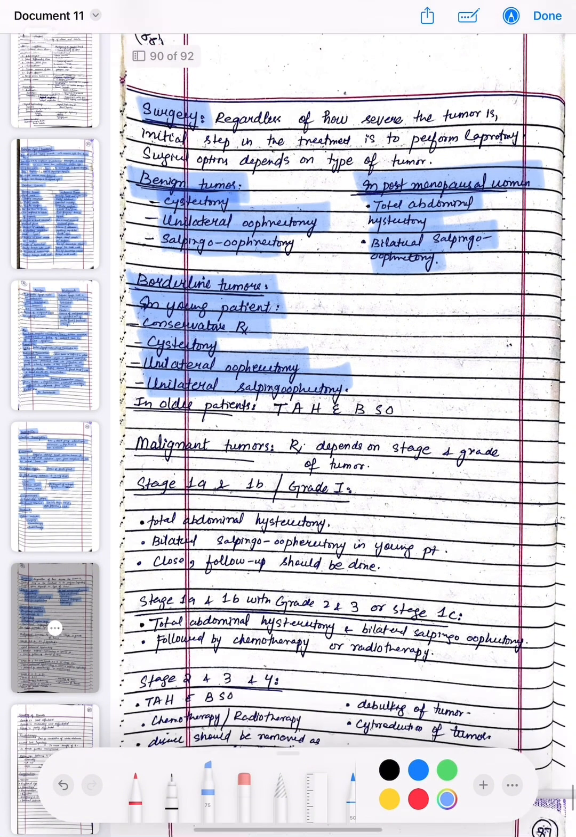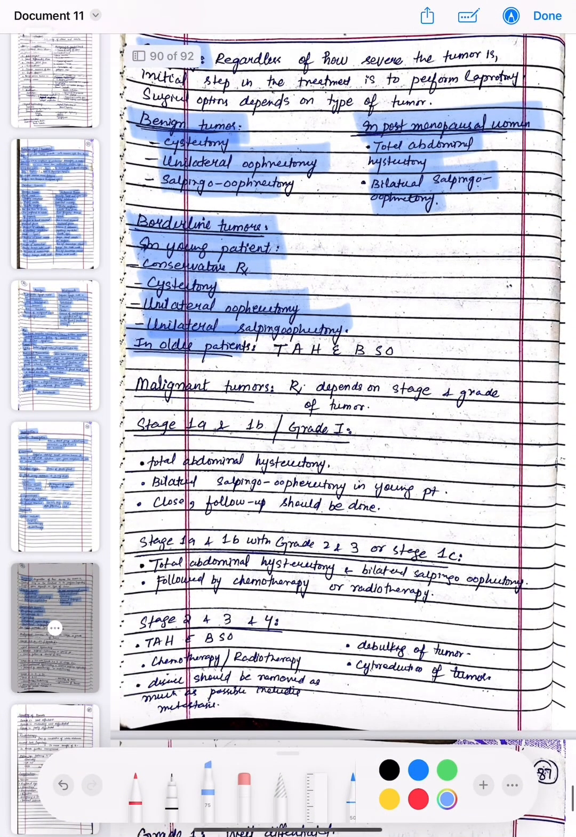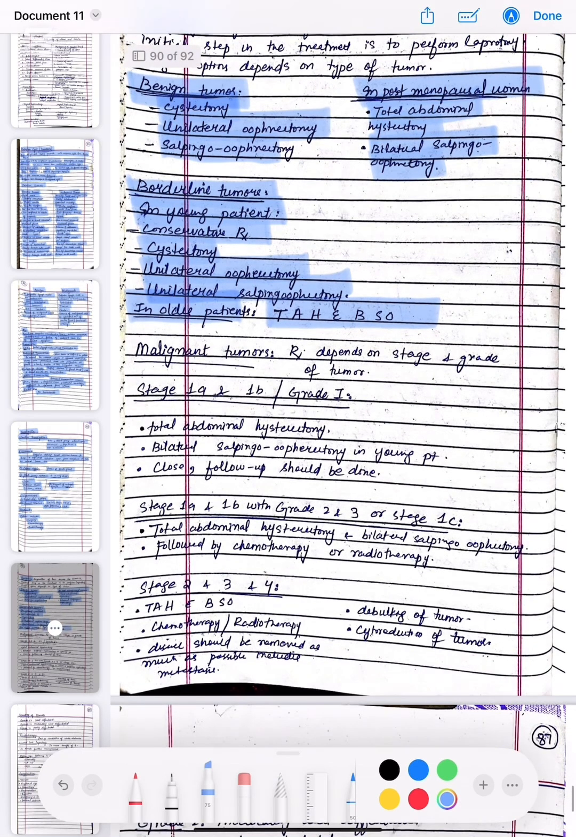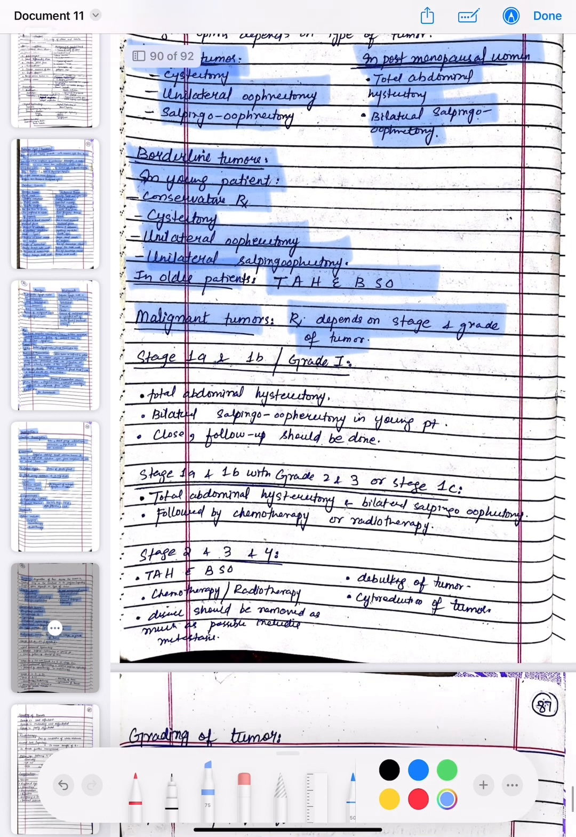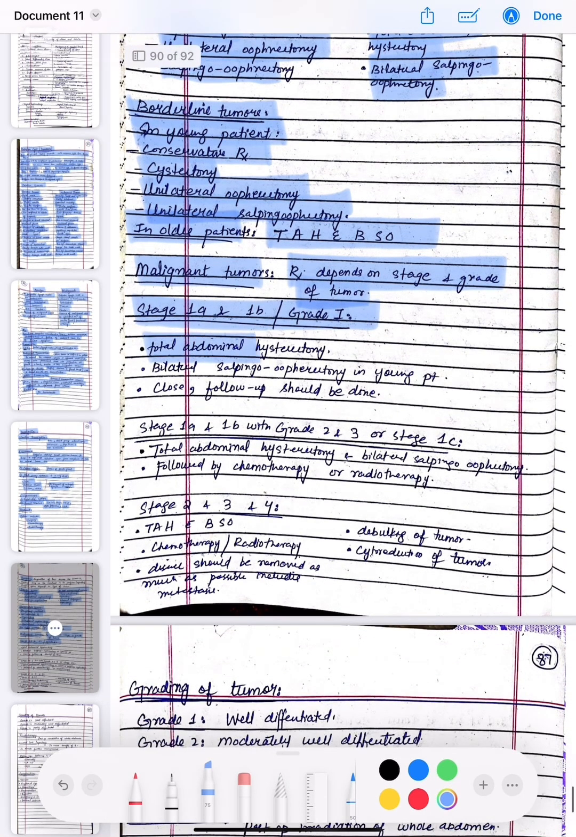In older patients, the total abdominal hysterectomy with bilateral salpingo-oophorectomy is done, and malignant tumor treatment depends on the stage and grade of the tumor. Then we have stage 1A and 1B and grade 1. So the total abdominal hysterectomy and bilateral salpingo-oophorectomy in young patients, and close follow-up should be done.